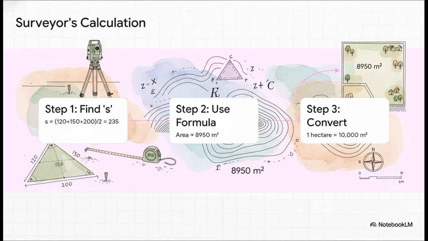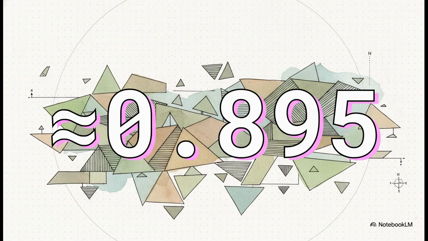So 120 plus 150 plus 200, all divided by 2, gives us 235. Now we plug that into the big formula. After we do all the math, we get a pretty big number, about 8,950 square meters. Now, in the real world, big plots of land are often measured in hectares, so let's do a quick conversion. And there we have it, our final answer. The total area is roughly 0.895 hectares. Think about that. That's almost a whole hectare of land. And we calculated it perfectly without needing a single height measurement.